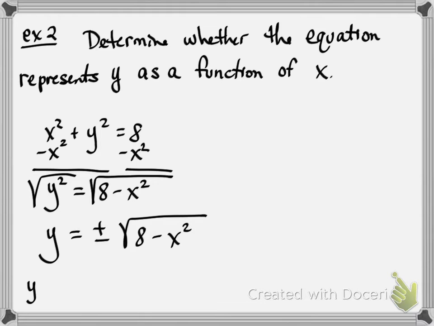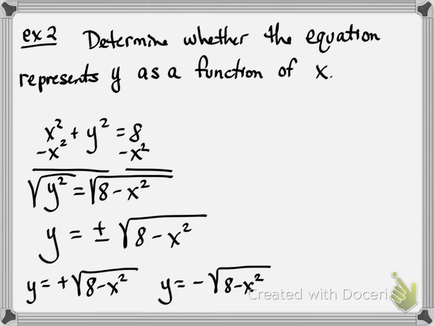That means y is giving us 2 answers. y is the positive root of 8 minus x squared, and y is also equal to the negative root of 8 minus x squared. So y is equal to 2 different values. So this is not a function.